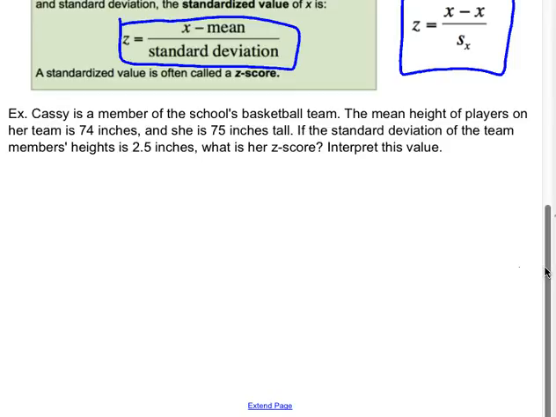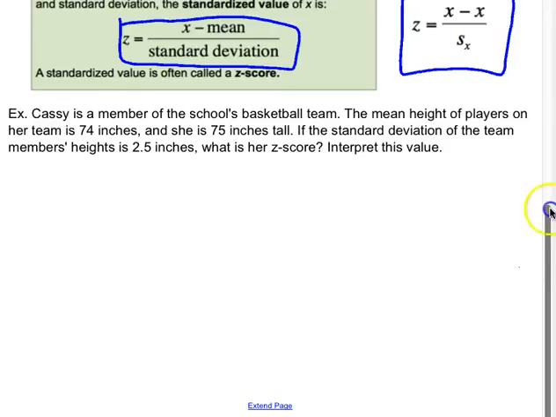Cassie is a member of the school's basketball team. The mean height of players on her team is 74 inches, and she is 75 inches tall. The standard deviation of the team is 2.5 inches. What is her z-score?